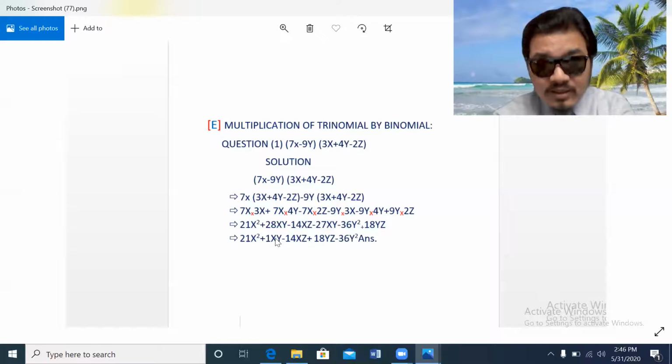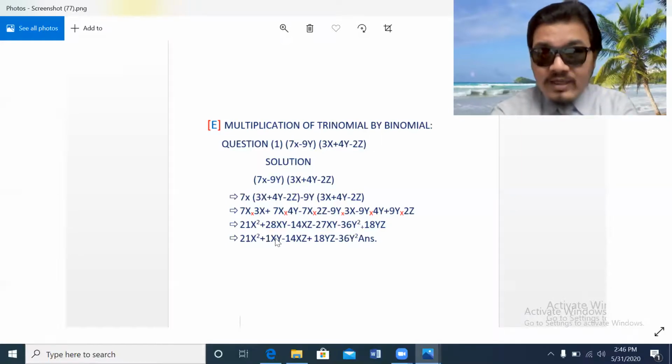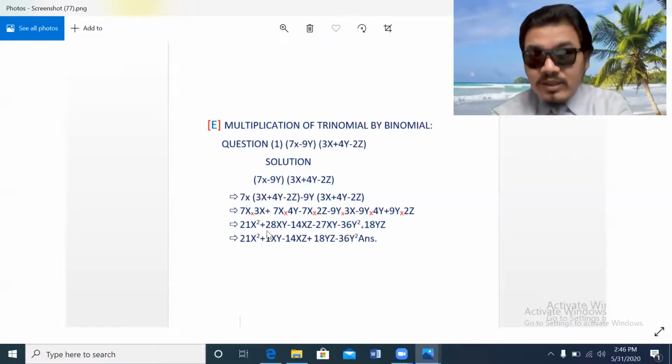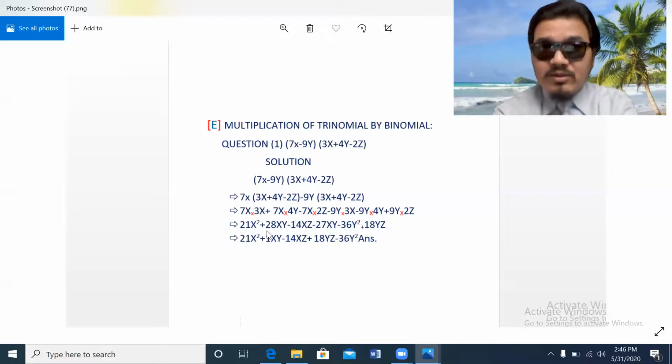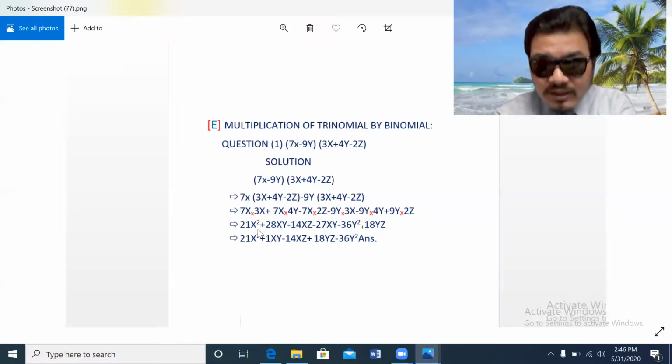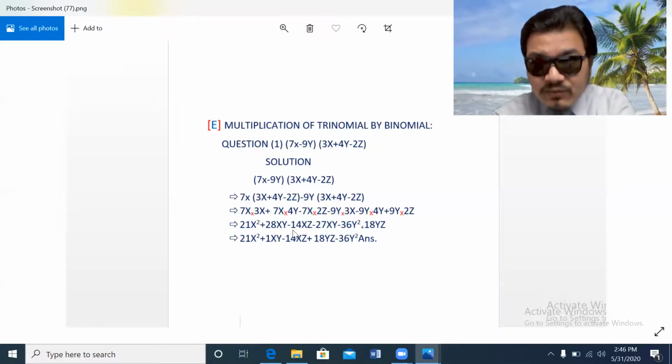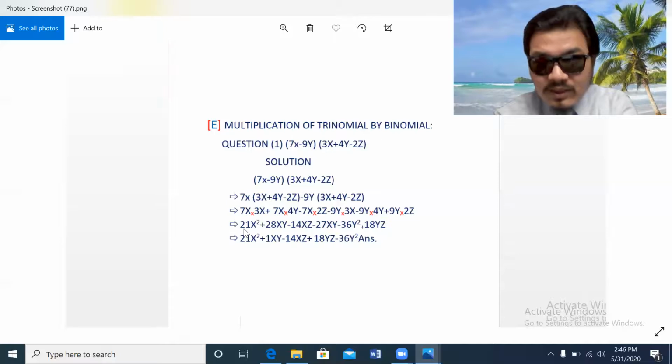And after that, look here, we have to do addition and subtraction according to their sign, okay? And they must be like terms also while doing addition and subtraction. Look here, in this step, 28xy, minus 14xz, minus 27xy, minus 36y square, plus 18yz, okay? And here is 21x square.